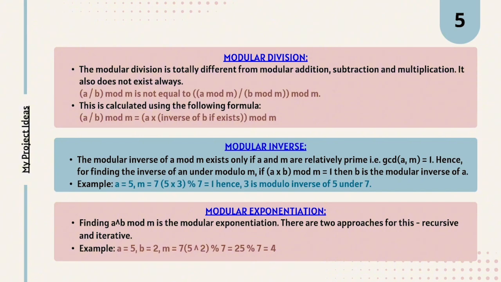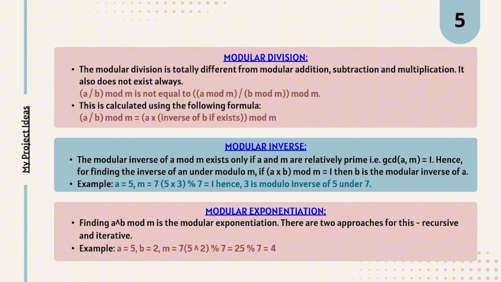Modular division, it's very different from the modular addition, subtraction and multiplication. It also does not exist always. A by B mod M is not equal to A mod M by B mod M. It's not equal. How do you calculate it? A by B mod M can be calculated as A into inverse of B if that exists and then mod M. Okay? Modular inverse. The modular inverse of A mod M exists only if A and M are relatively prime.